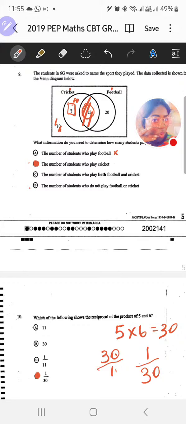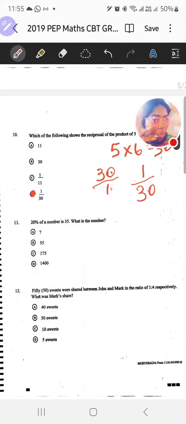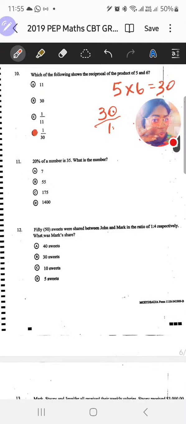To find the reciprocal, you just need to flip the fraction. If the number is a whole number, turn it into a fraction by writing it over 1 and then flip it. All right, so let's move on to number 11.